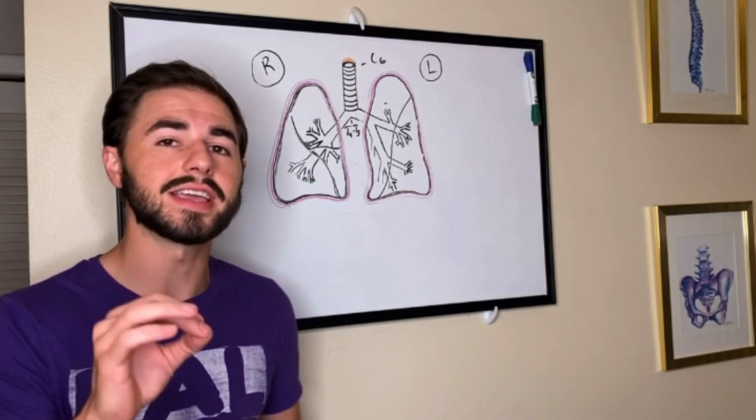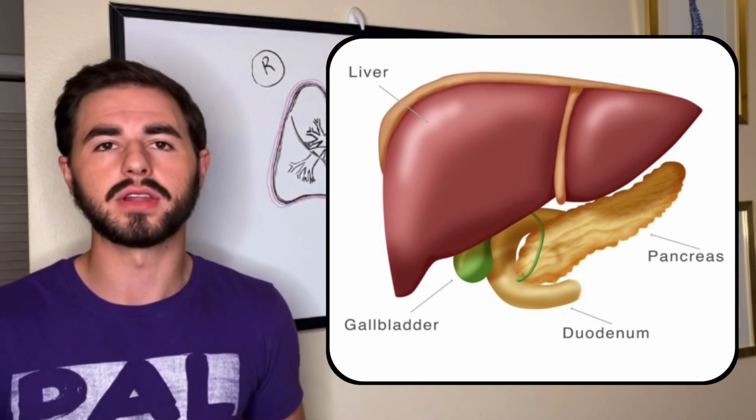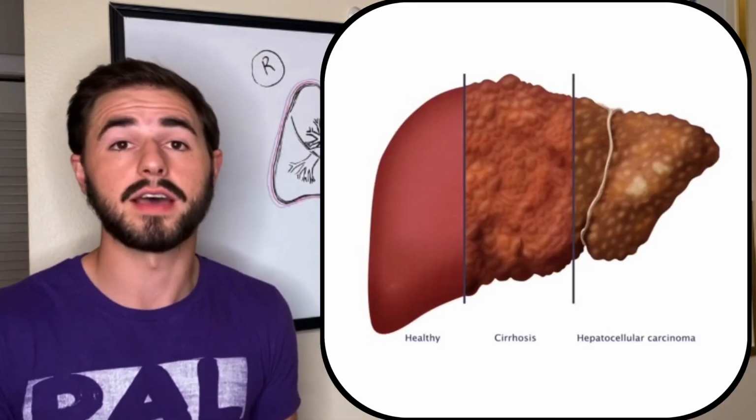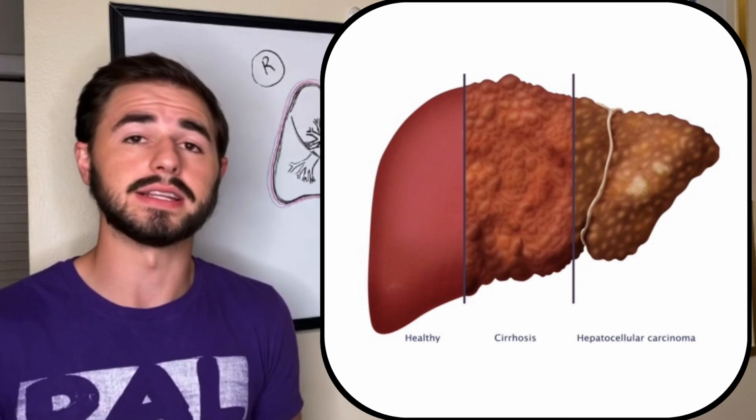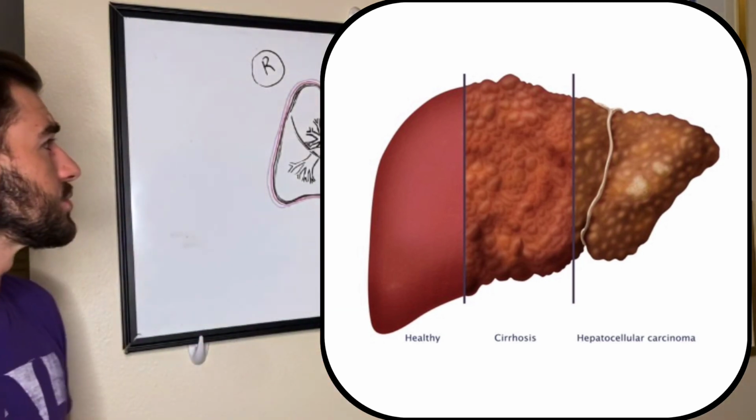And that's just like the liver as well. The liver itself doesn't feel pain, but the parietal layer on the outside can feel pain from distension, so with cirrhosis or something like that. All right, guys, that pretty much wraps it up with the lungs.